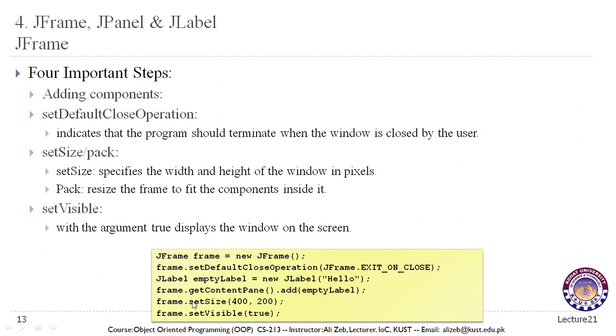We can set the size of our frame. This will be the default size of our frame, and we can set the visibility of our frame as well. Once you run the program, this should be the output that you get on the screen. This frame will be displayed on the screen. This is the label that you have set the text to. So this is the label class, and the rest of it is our JFrame. You can change the size of the frame and you can see how it affects your output.